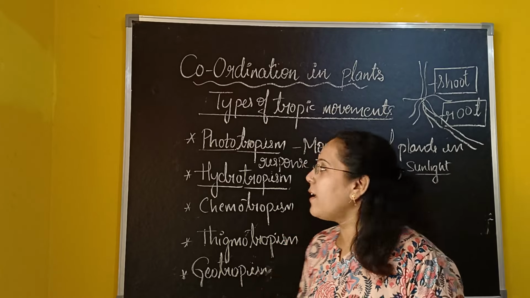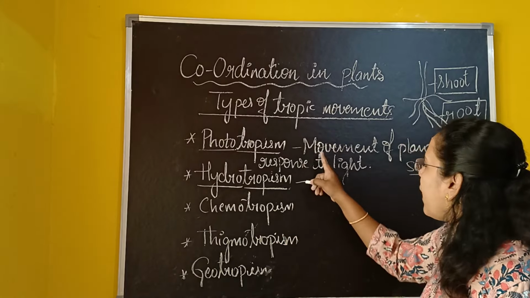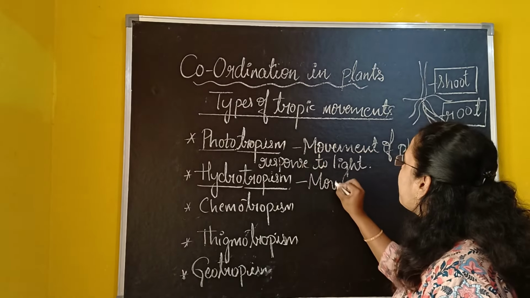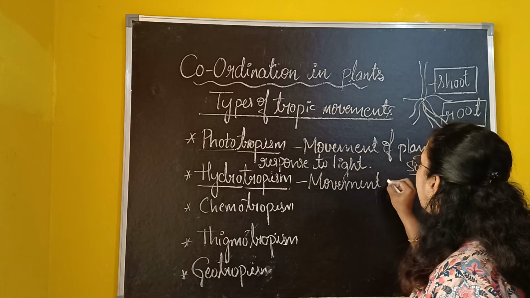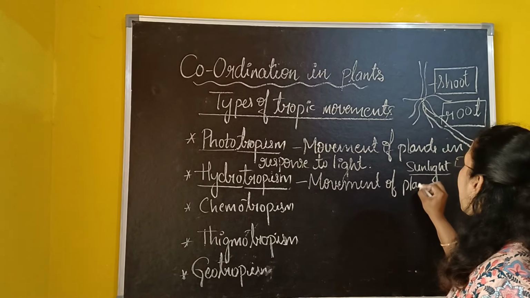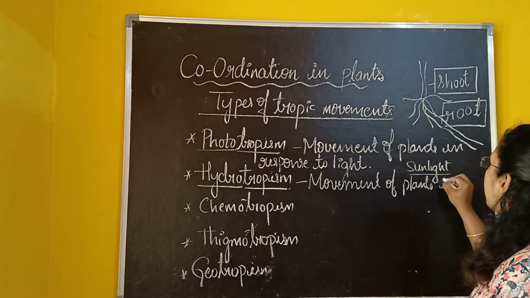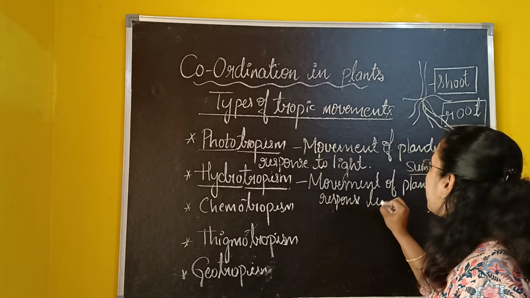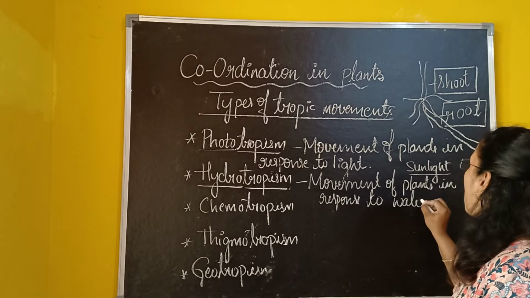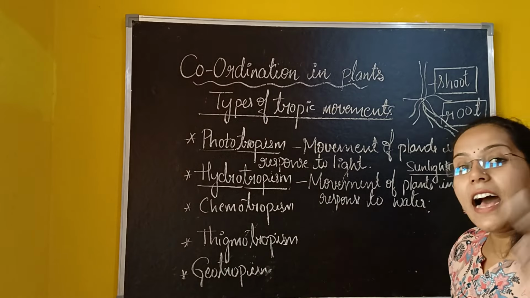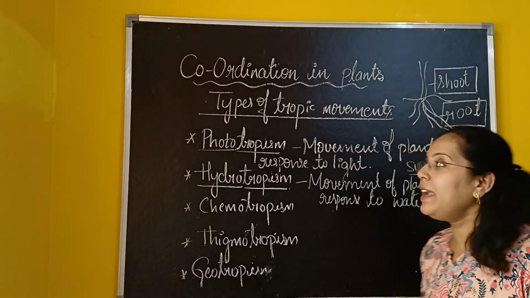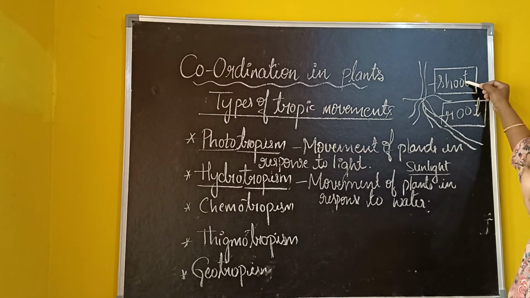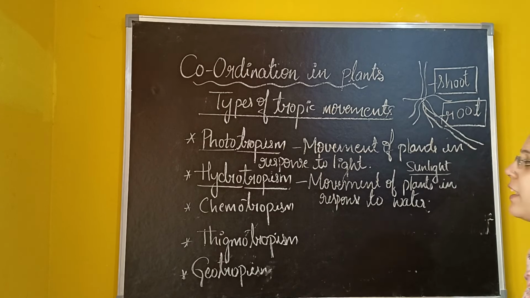Please note this point. So what is hydrotropism? It is again the same statement you will write. Movement of plants in response to water. This is called hydrotropism or hydrotropic movement, and these are showing the positive and this part is showing the negative. I hope you are clear with this.